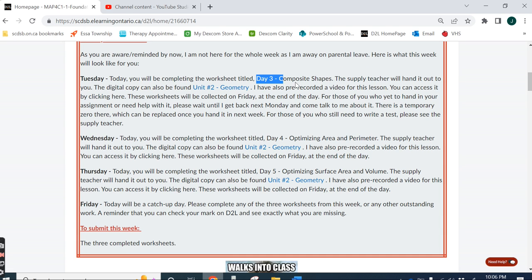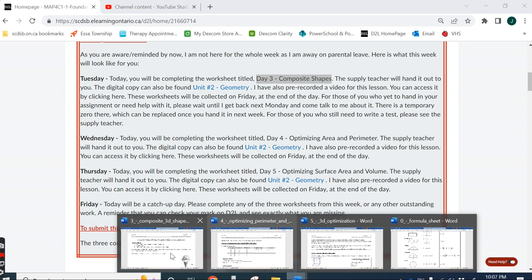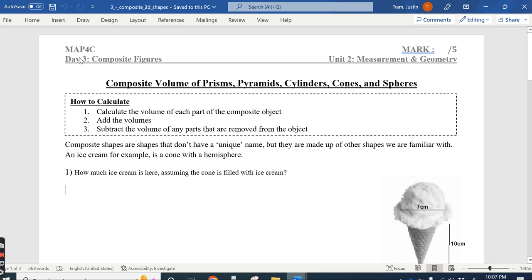we will be completing day 3, composite shapes. So far in this second unit, geometry, we have covered area and perimeter, and surface area and volume. Today we're going to look at composite 3D shapes. You will have a paper copy, you should anyway, at this point, for day 3, unit 2, composite volume of prisms, pyramids, cylinders, cones, and spheres.